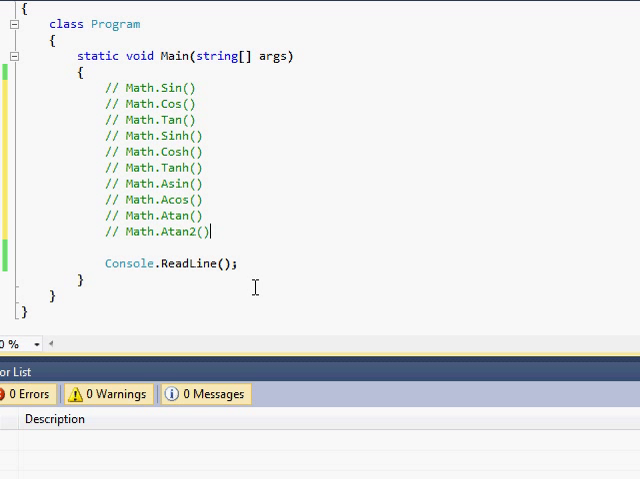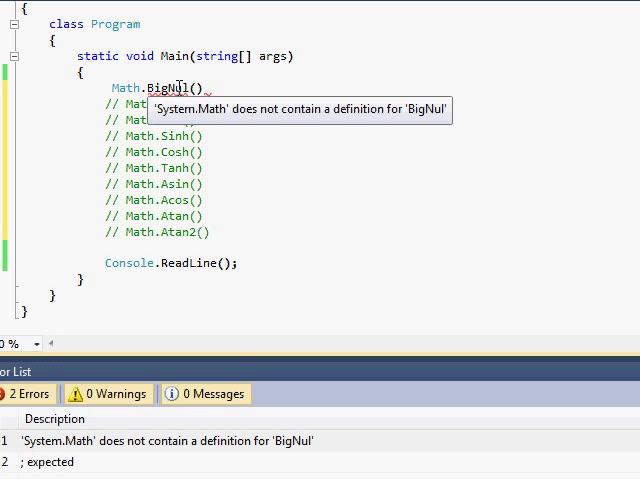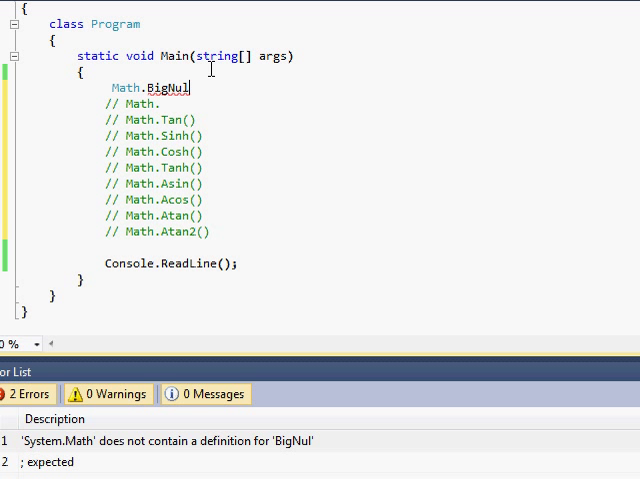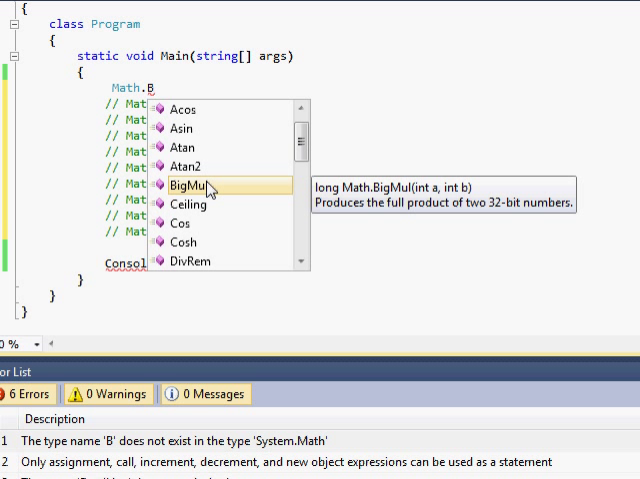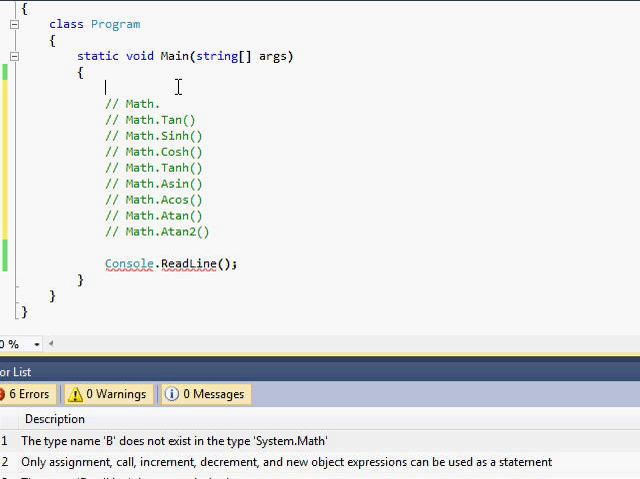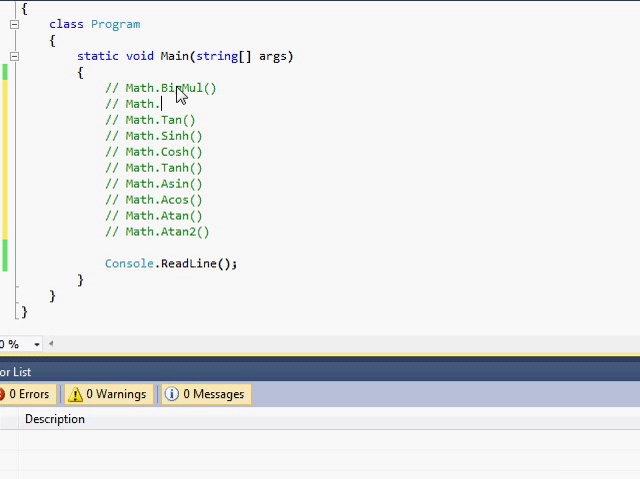And then the rest of them are some that I don't really know what they would do. These apparently have something to do with 32-bit. Let's see, what did it say exactly? Big mul. Looks like big mul. Produces the full product of two 32-bit numbers. So I mean, I don't know what that does. Math.bigmul. And then DivRem. That has something to do with 2-bit numbers.